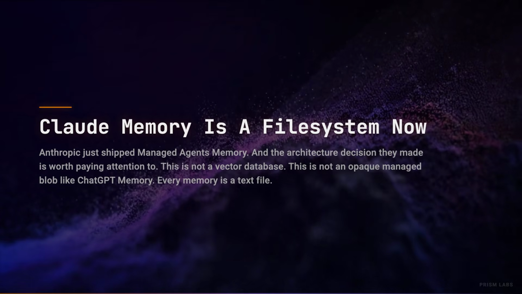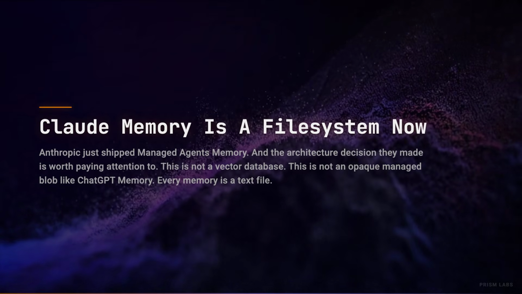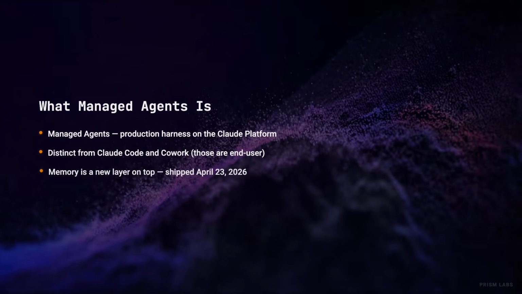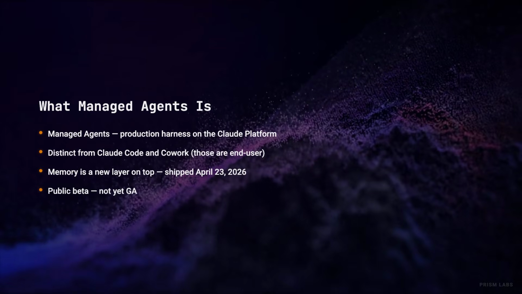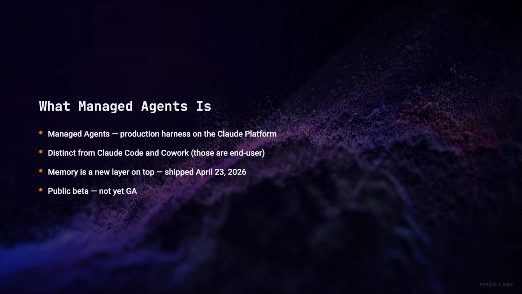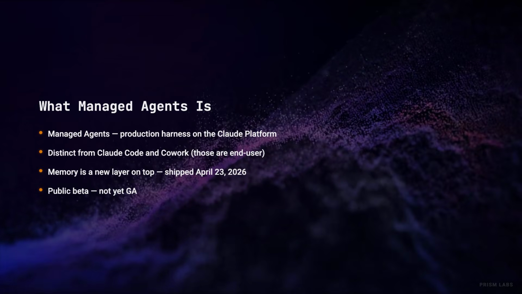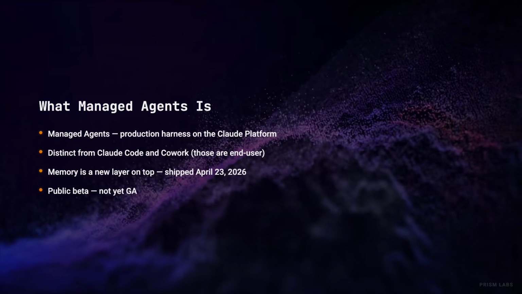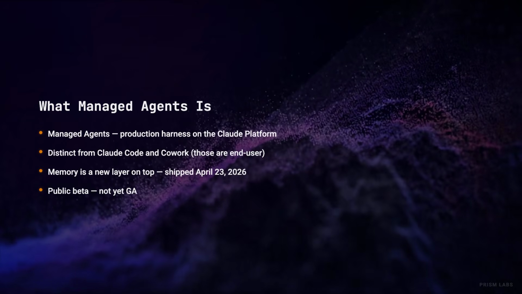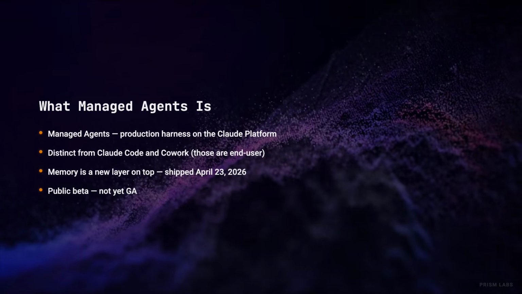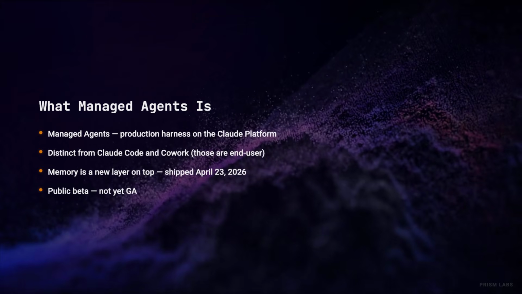Let's break down what actually shipped and why the files not vectors approach matters. Two-tier explanation first. Managed Agents is Anthropic's production harness on the Claude Platform. It launched in public beta mid-April 2026. It is distinct from Claude Code and Claude Cowork. Those are end-user products. Managed Agents is the runtime for developers building their own agents on top of Claude. Today's memory release is a layer added on top of that.